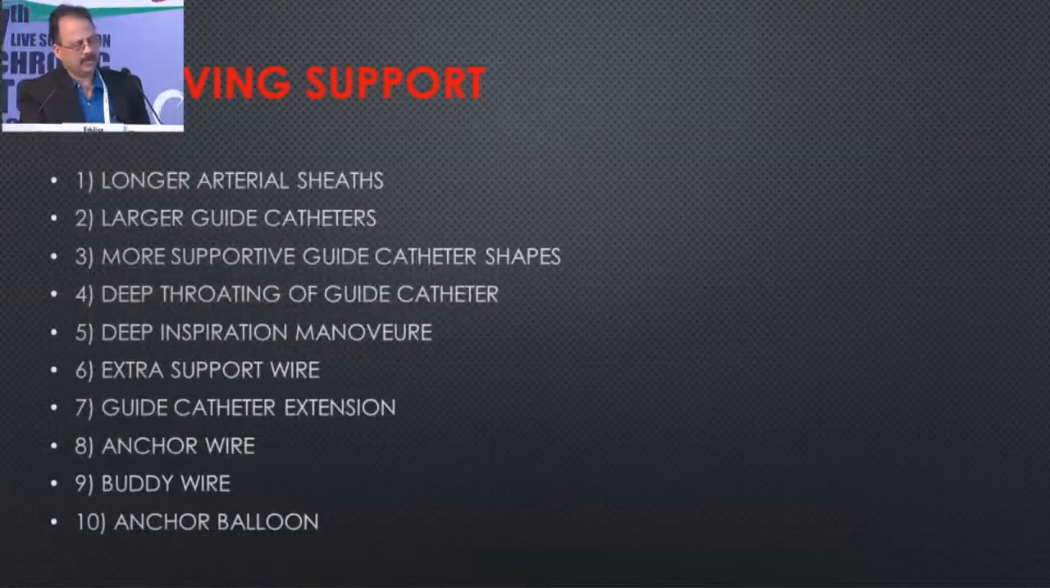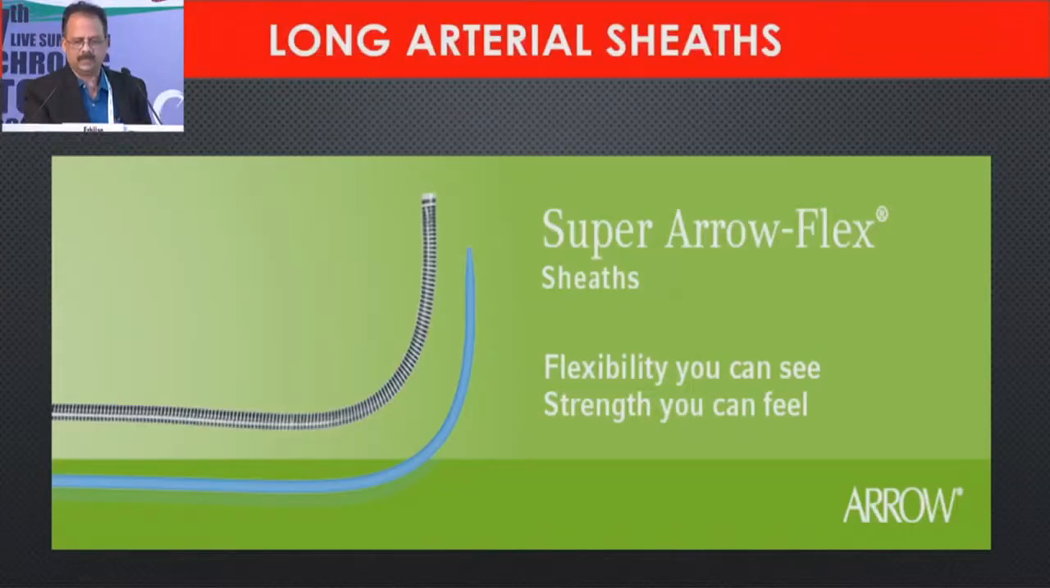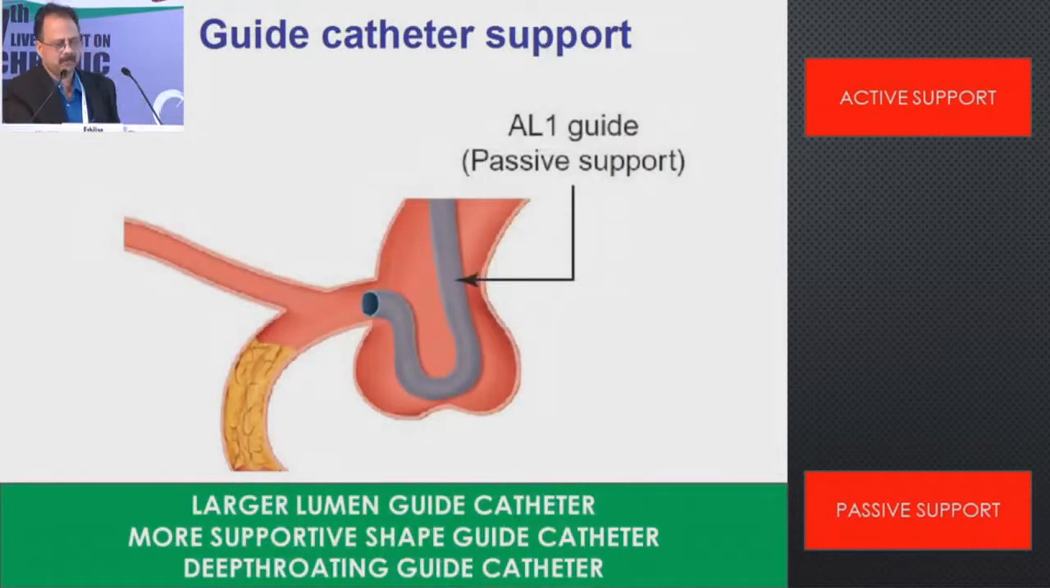In improving support, you can use a longer arterial sheath and a larger, more supportive guide catheter, which you should do before starting the procedure. You can do deep throating of the guide catheter, or a deep inspiration maneuver, or take an extra support wire, or a guide catheter extension, anchor wire, buddy wire, and anchor balloon. We'll see these one by one. It's always better to have a long arterial sheath before the procedure for better support. For the guiding catheter support, one should use a larger lumen guide catheter and a more supportive shape, and deep throating can be done.